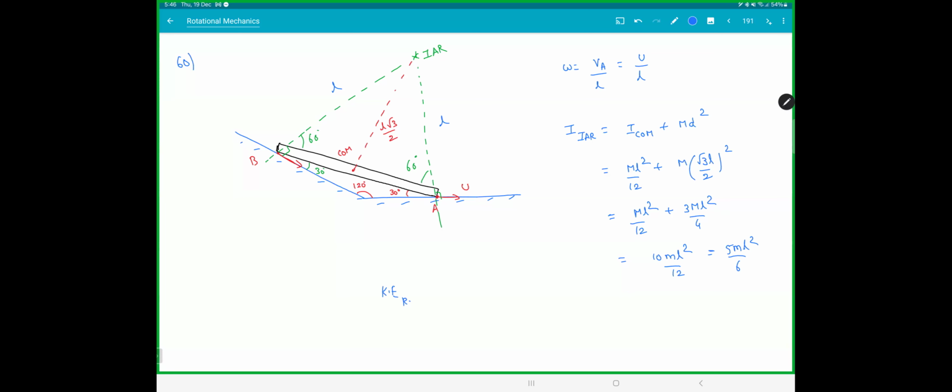Kinetic energy of the rod. So you can stand on the IR and it feels as if it's purely rotating about that point. So half I_IR omega square. This is the kinetic energy of the rod at this instant. Now look at the steps.